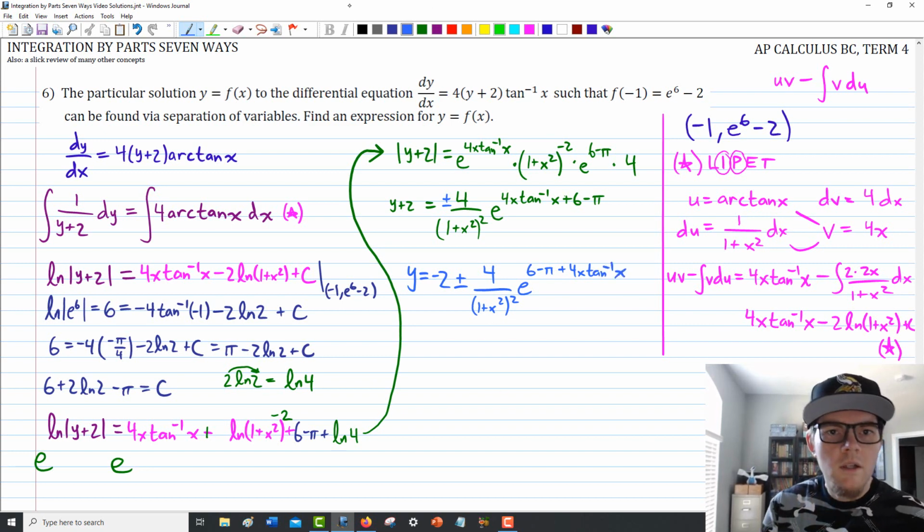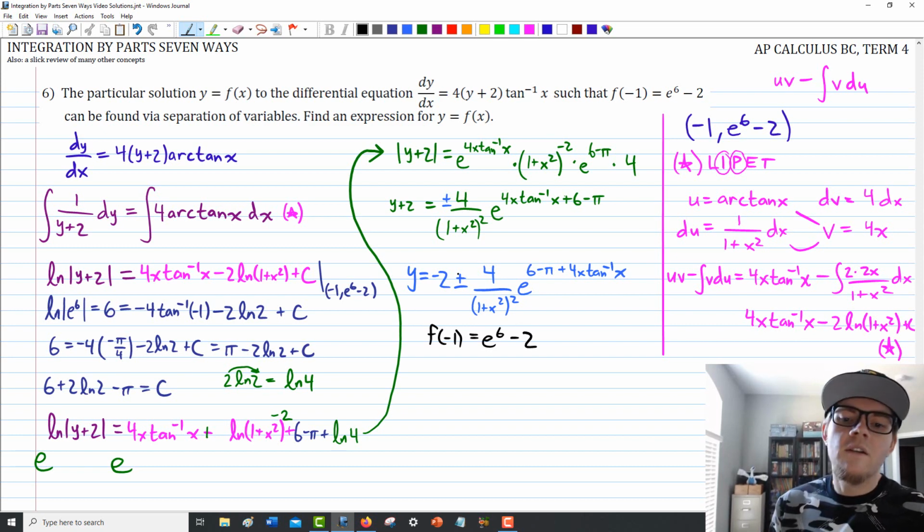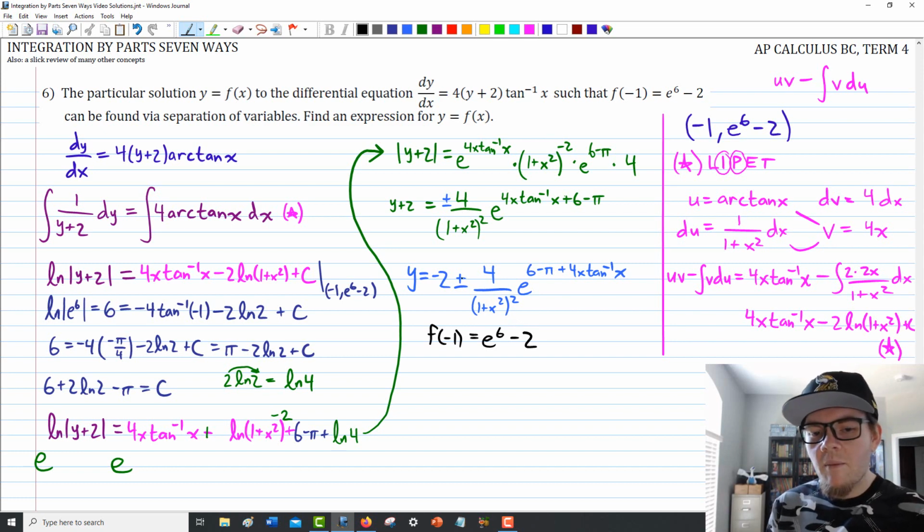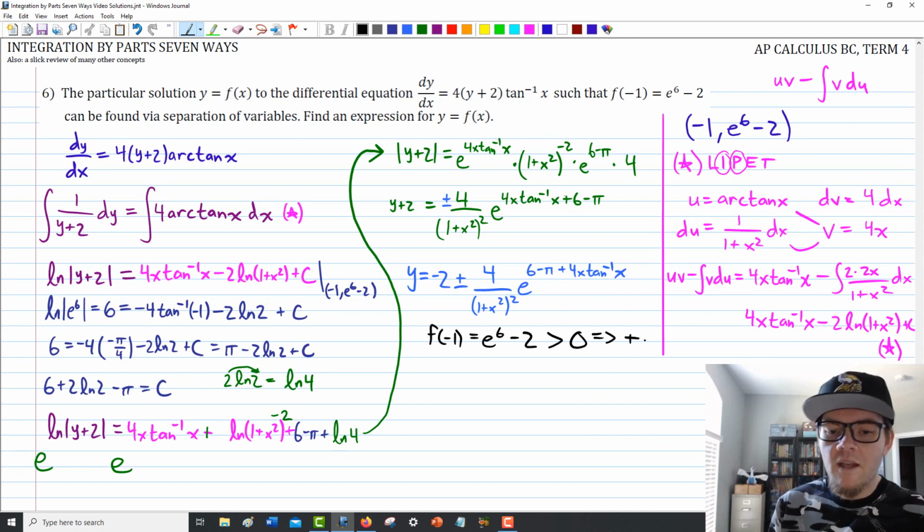But now remember, recall that we said f of negative 1 has to be equal to something very, very positive. So if we didn't plug in negative 1 correctly this way, we'd end up with negative 2 minus another number, which would give us a super big negative number. So in other words, that means that we need to use the plus sign. So with that in mind, we can write out our final answer.